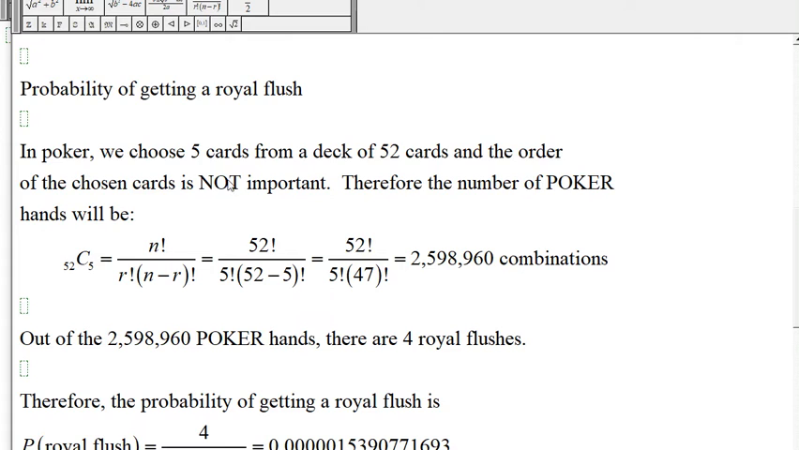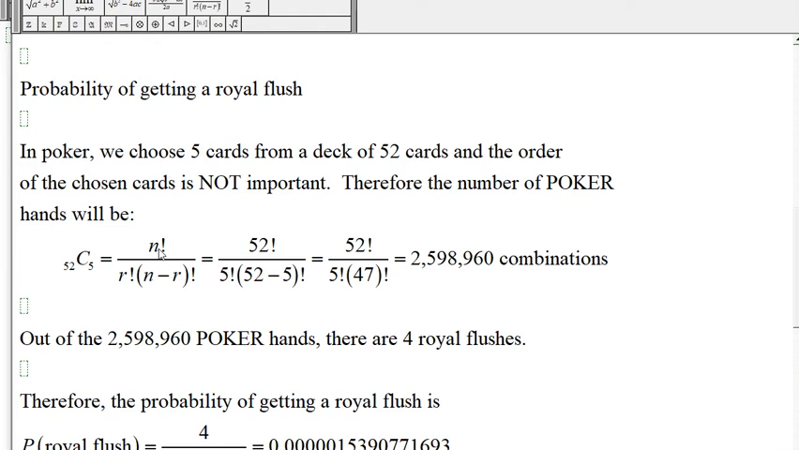We know that in poker, we choose 5 cards from a deck of 52 cards. And notice that in poker, the order of the 5 cards is not important. So we have 52 cards and we're choosing 5 at a time, and the order is not important. Since the order is not important, then the process of choosing 5 cards out of 52 cards will be a combination problem. So it will be 52 cards, choosing 5 at a time, and then how many combinations are there? Once again, the order of the 5 cards is not important, therefore it's this combination.